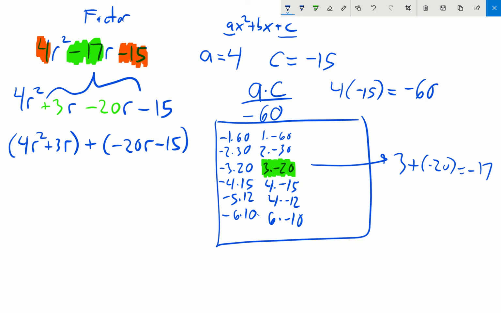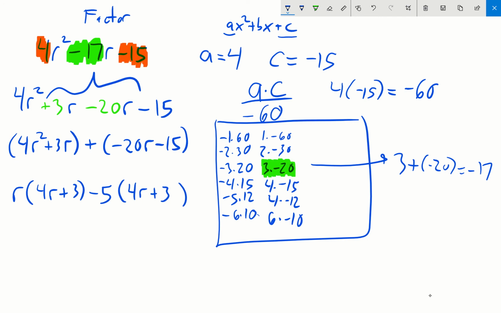To do the factor by grouping method, we now pull the GCF out of each parenthesis. The first grouping has a common factor of r. When we factor that out, we're left with 4r plus 3. The GCF between the other 2 terms would be 5, but because the first term is negative, we always want to factor out the negative GCF. So we factor a negative 5 out of the second parenthesis, which gives us a 4r plus 3.